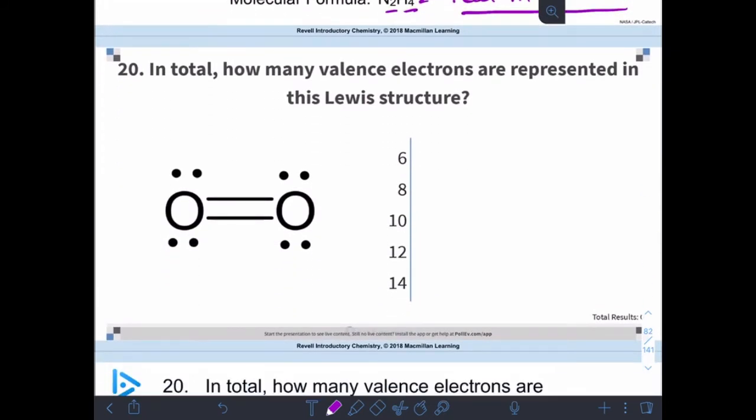So now here with question 20, we want to know how many valence electrons are represented in this Lewis structure. So there's 2 ways to think about this. Okay, the first way is you can say that each oxygen, we know from the periodic table, has 6 valence electrons. So we would have a total of 12.